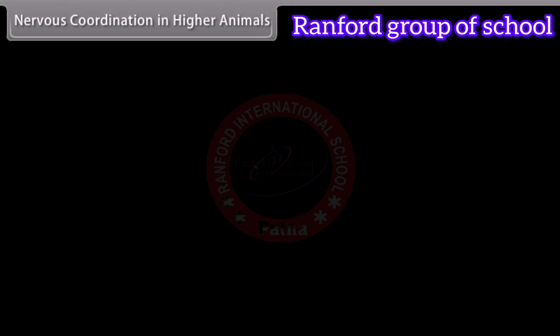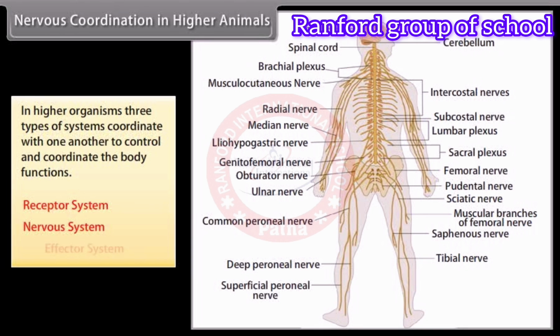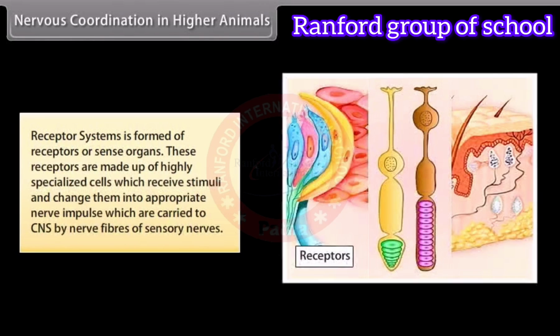Nervous coordination in higher animals. In higher organisms, three types of systems coordinate with one another to control and coordinate the body functions. They are receptor systems, nervous system, effector system. Receptor system is formed of receptors or sense organs. These receptors are made up of highly specialized cells which receive stimuli and change them into appropriate nerve impulses, which are carried to CNS by nerve fibers of sensory nerves.